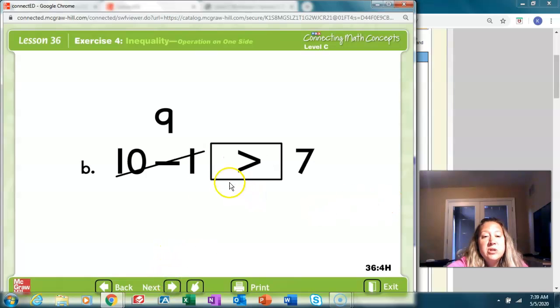And check it. Did you get 9 as your answer? And did you make the symbol so that the big end is closer to the 9? And read the symbol. Read the statement that starts with 9. 9 is greater than 7. And read the statement the other way. 7 is less than 9. And read problem C in your book, or touch problem C. And you're going to cross out the problem, write the answer, and then put the symbol in between.